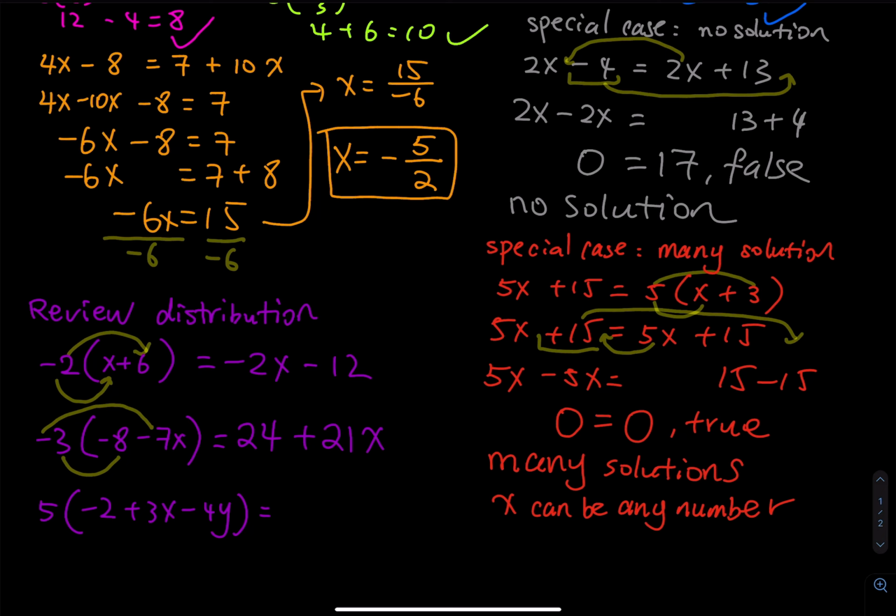So 5 times negative 2, 5 times 3, 5 times negative 4. All right, there you go. That is a quick review for distribution.